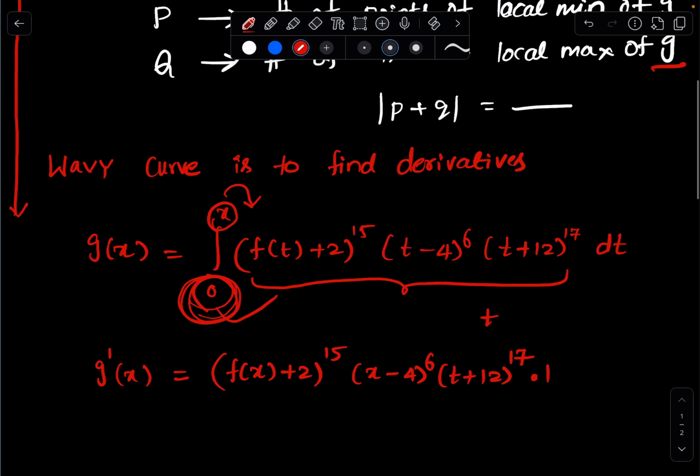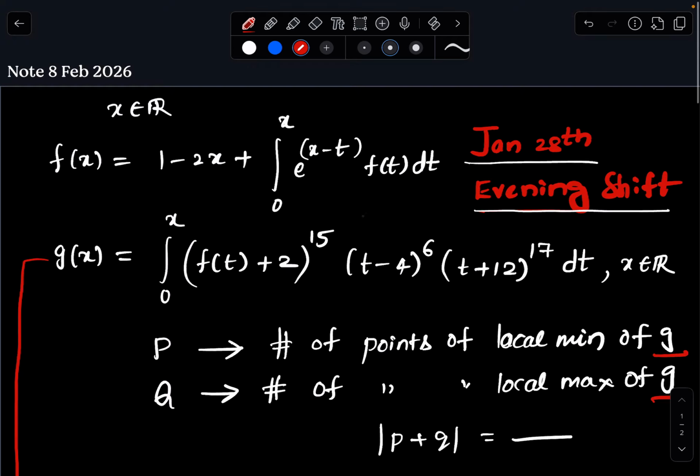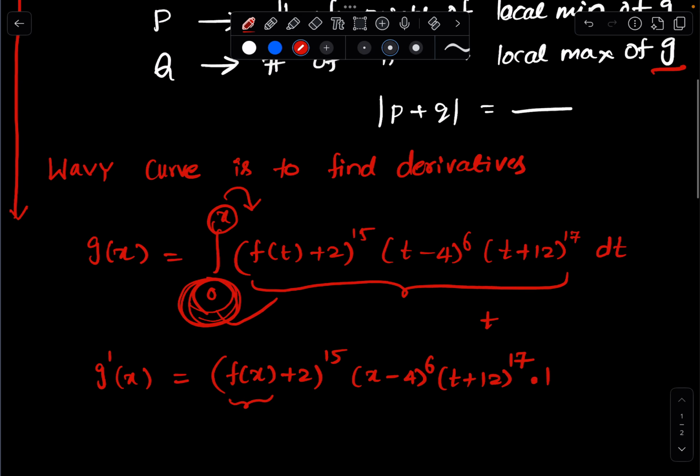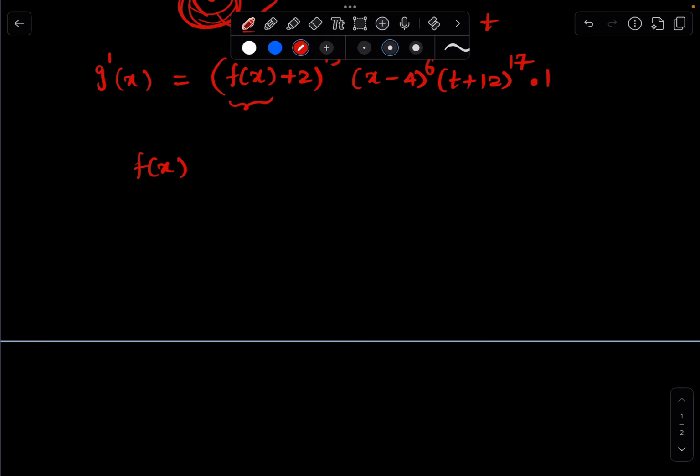All right, now since we have the term f of x here, we have to find out what f of x is. So let's do that. How do we do that? So let us go here. What is the equation given to us? So it is given that f of x is 1 minus 2x plus e to the power x.